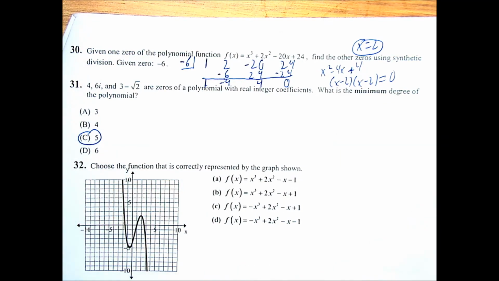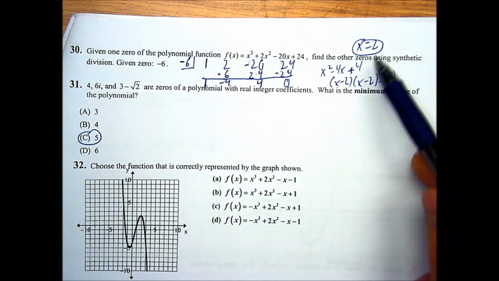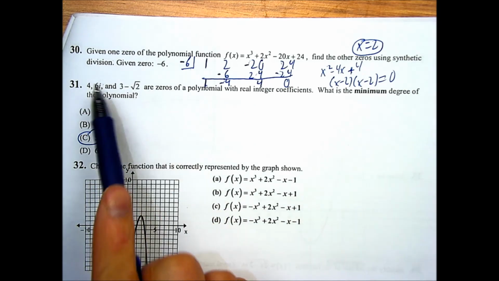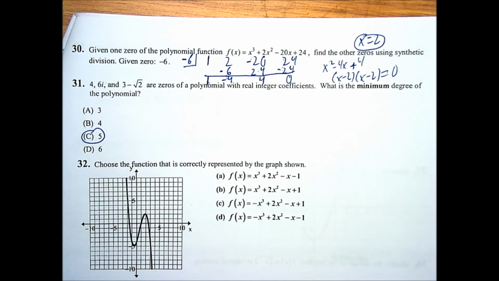The integers sometimes come as single solutions, like this one here. X minus 2 is used twice. But the roots and the complex numbers always come in pairs.